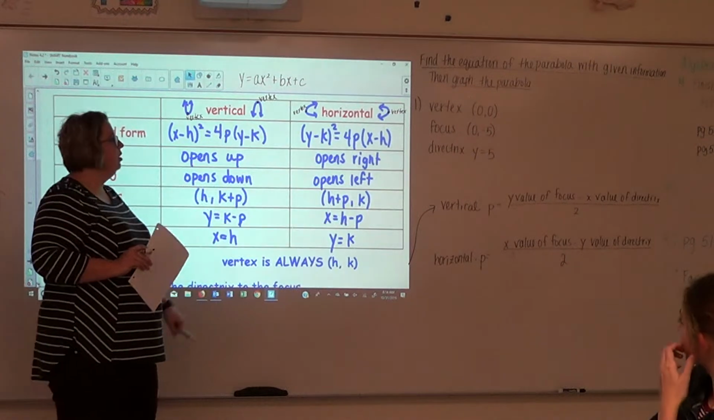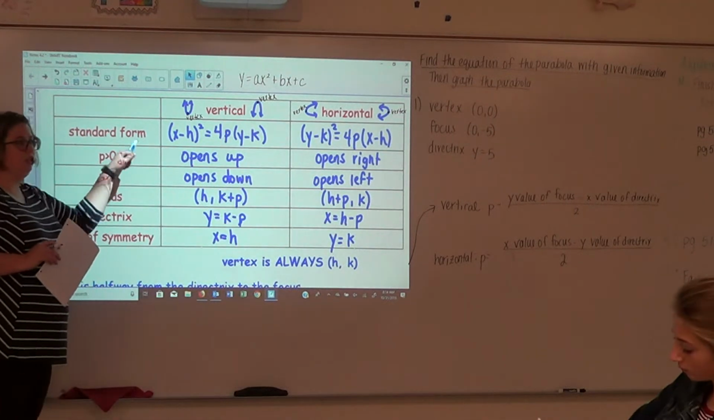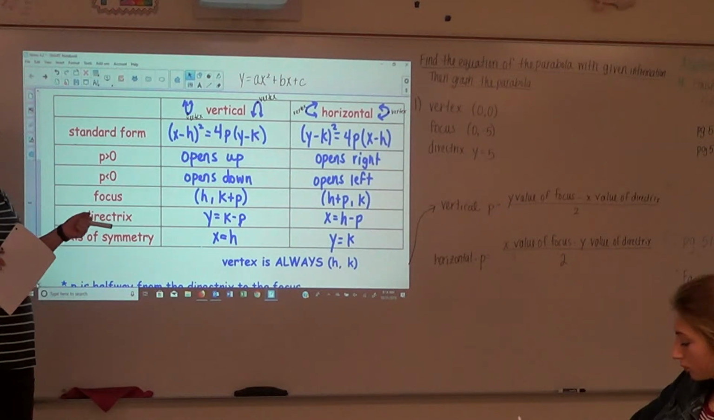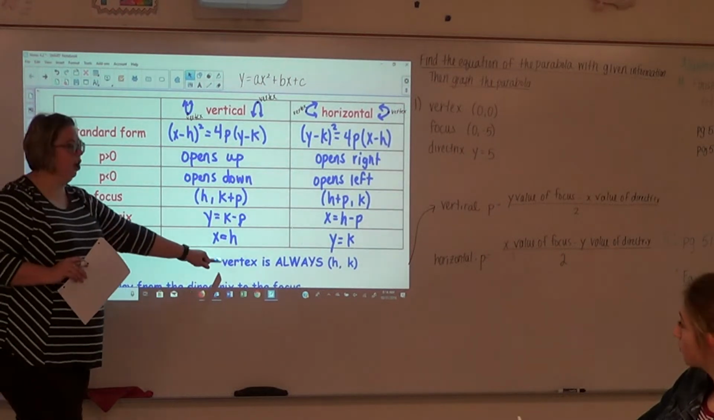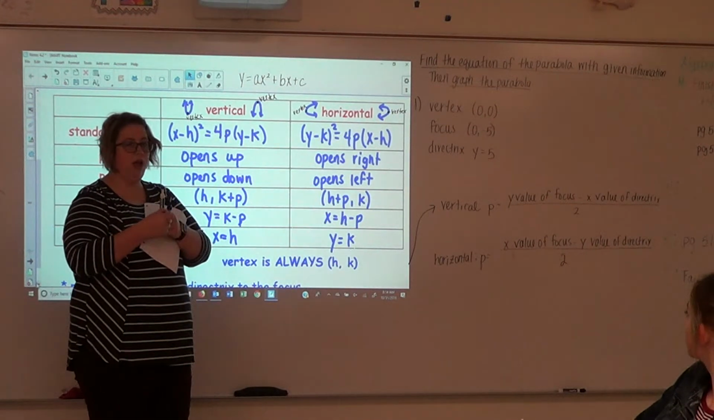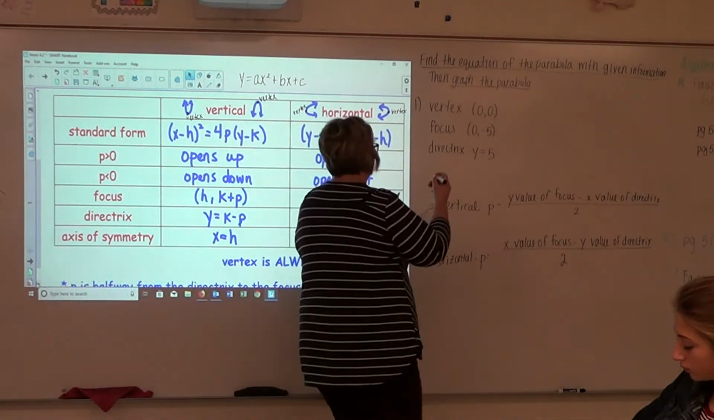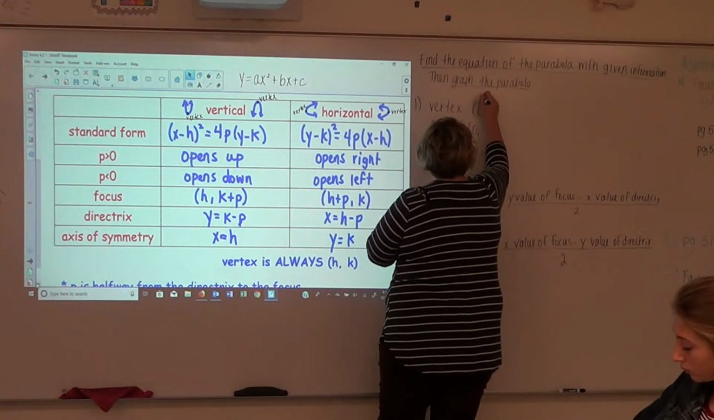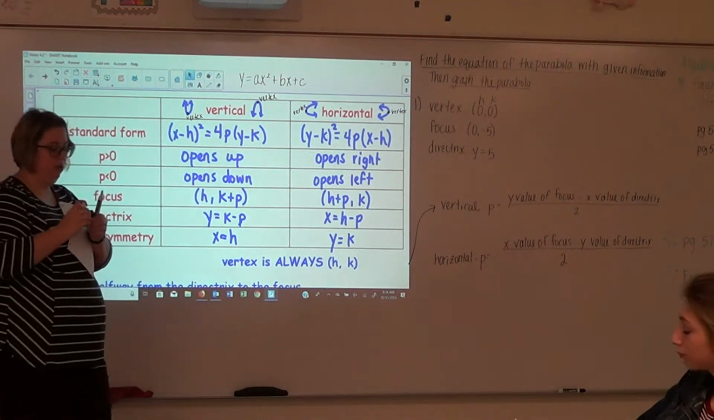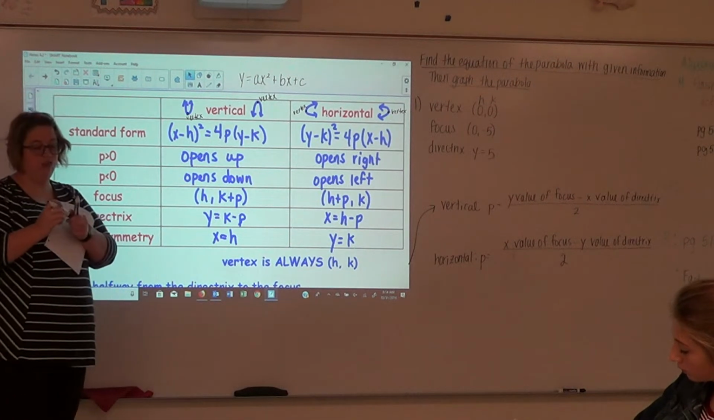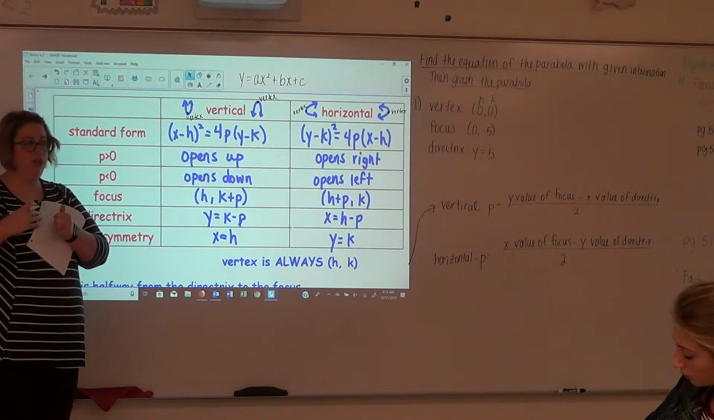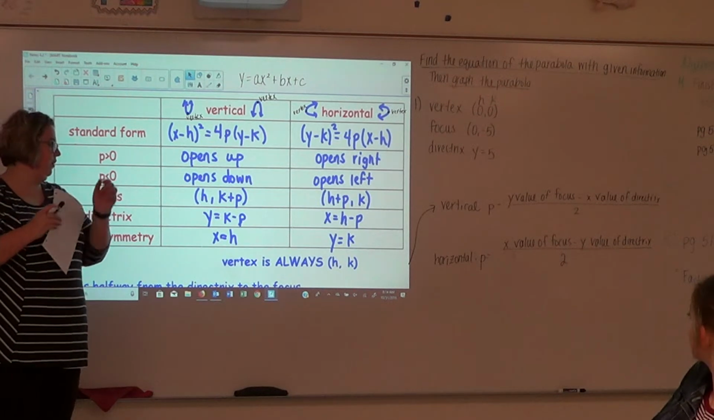Okay? So I just told you on this chart that the vertex is always what? The vertex is always H, K. Does that help us know what column it's in? No. Okay? That just tells us that this is H and K. Okay, now the focus and the directrix can help us figure out what column it's in. Okay, the directrix should be the easiest one to figure out.